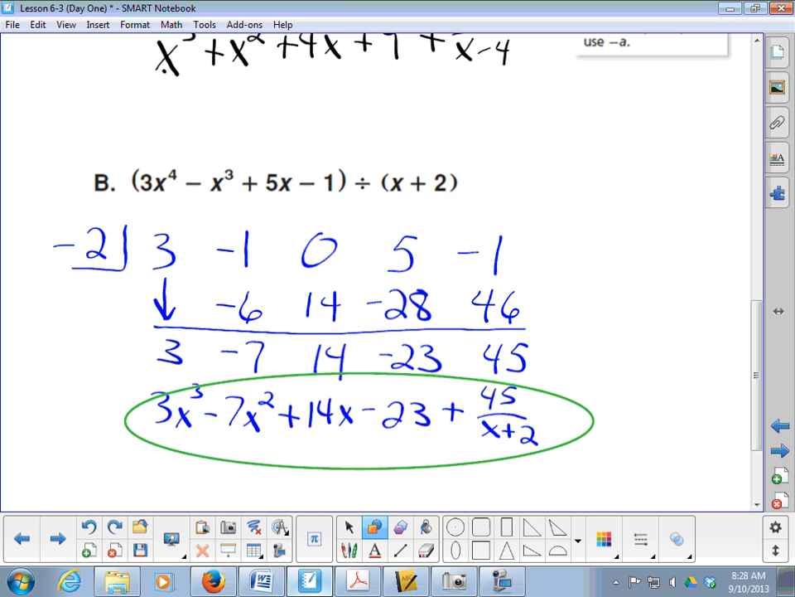What do you think? Would you rather do that or long division? Okay.